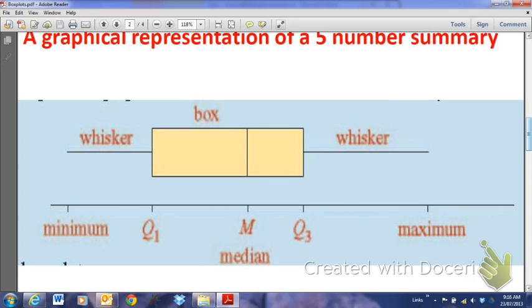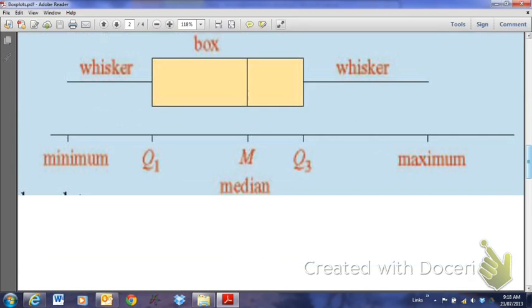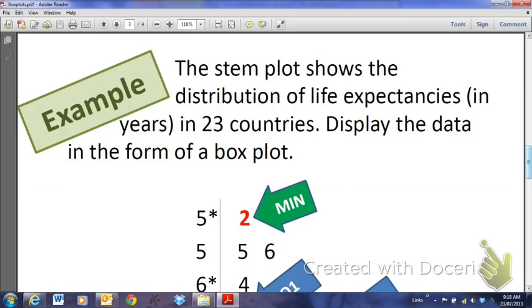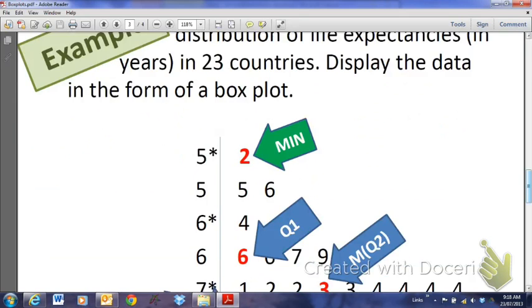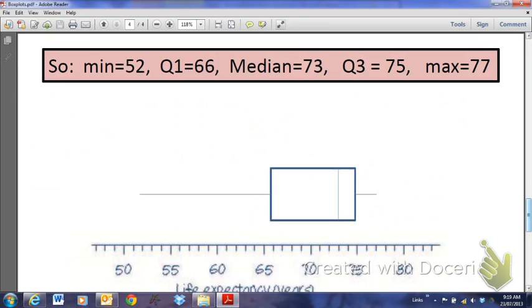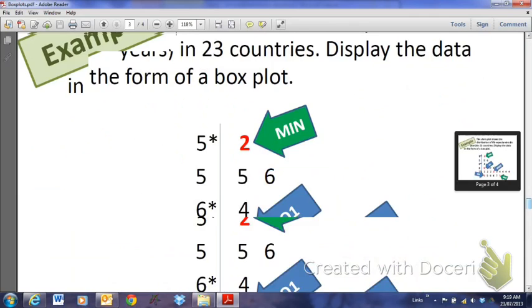Now, I've got to exit drawing mode, and then I can go to my next part here. Okay, example. Stem and leaf plots. We did this yesterday, for those people who were here yesterday. Okay, the stem and leaf plot shows the life expectancies in years of 23 countries.